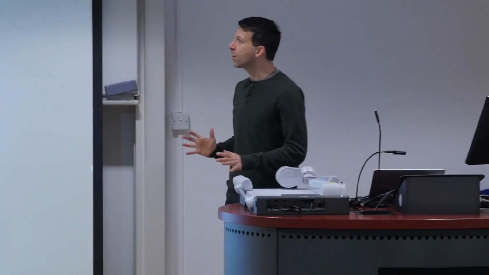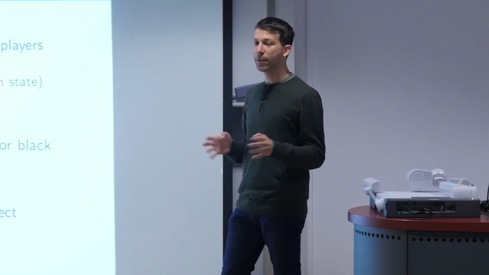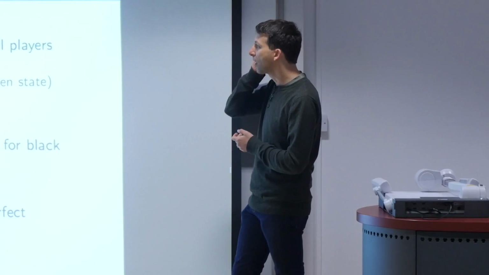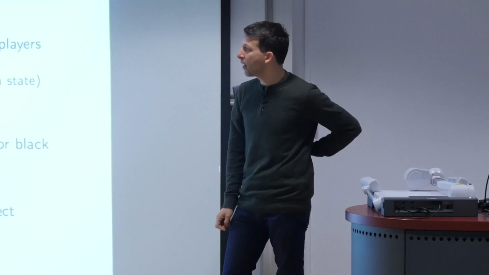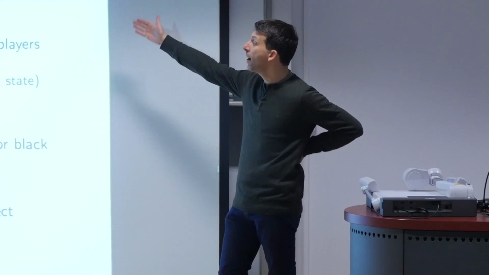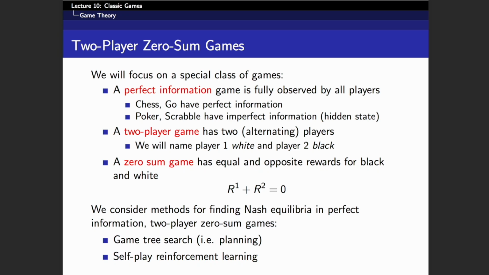OK. So as I mentioned, we're not going to consider this very general case of all games. We're going to focus on a special class of games. We're going to start by thinking about perfect information games. So these are games that are fully observed by all players. For example, something like chess or Go have perfect information. What that means is that all players can observe all of the information that's available to all the other players. There's nothing private that's available just to one player.